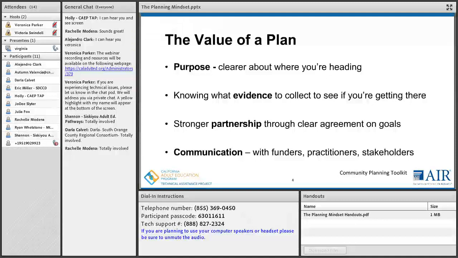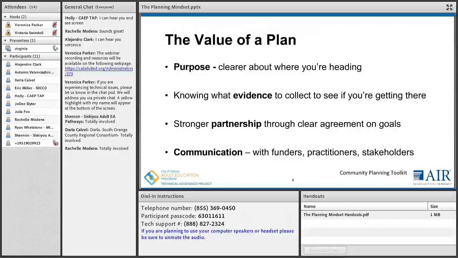And I know that many consortia around the state took this planning process seriously and got lots of input from students, from staff, from community members. And having that shared purpose, I think, is really important. Second, knowing what evidence there is that you want to collect to see whether you got there. You can have a plan, but if you don't actually track what you're doing, it's very difficult to understand whether your plan was successful or whether you've been successful in reaching those goals.